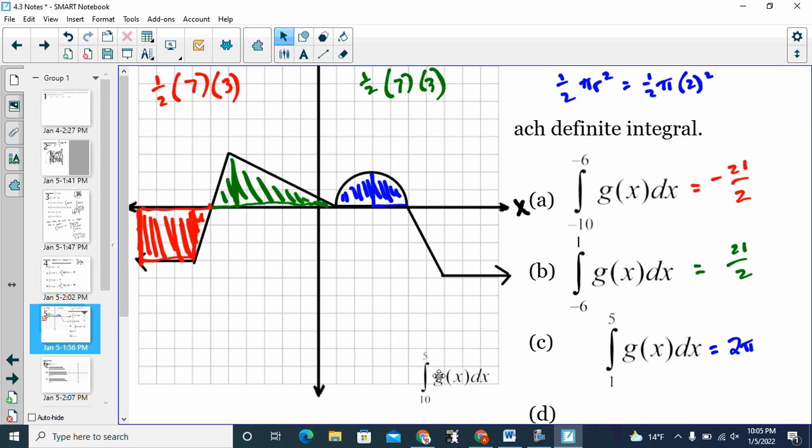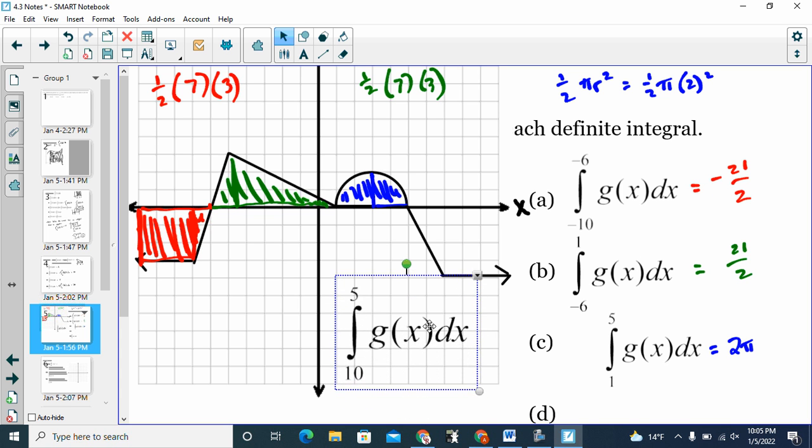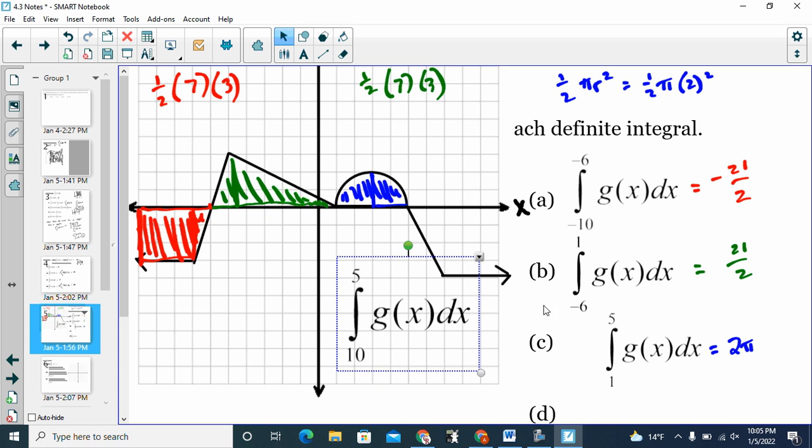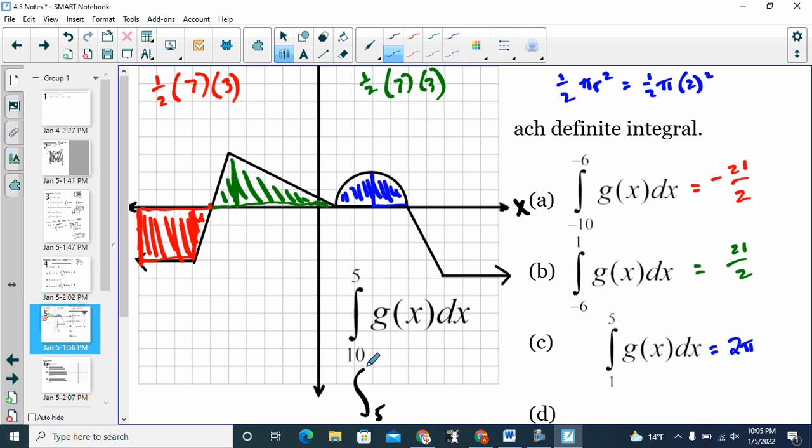And finally, part D. Part D asks for the integral from 10 to 5 of g of x dx. Well, 10 to 5, it's going backwards, so I'm going to switch it. We're going to go 5 to 10, which I can do as long as I multiply by -1. So I need the area from 5 to 10.